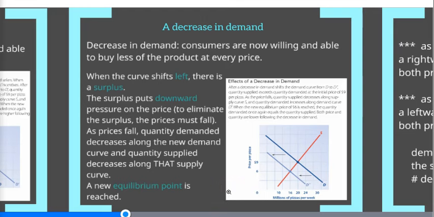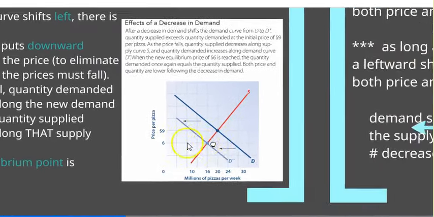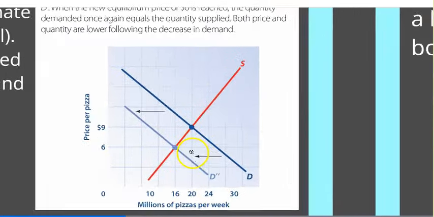A decrease in demand: consumers are now willing and able to buy less of the product at every price. When the curve shifts left, there is a surplus. A surplus puts downward pressure on the price. To eliminate the surplus, the prices must fall. As prices fall, quantity demanded decreases along that new demand curve, and quantity supplied decreases along that supply curve. A new equilibrium point is reached. So let's talk through it with the graph.